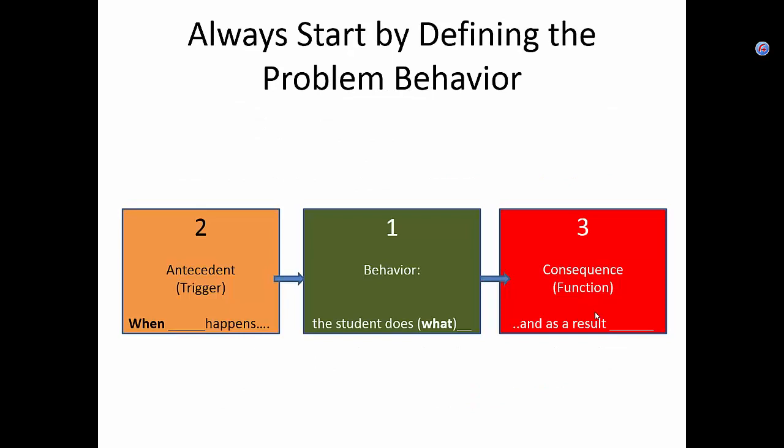So we've laid out the ABCs here in a little visual with these boxes, and we always start by defining the problem behavior. Remember, the behavior is what is the student doing, and in this case we're usually focused on the problem behavior that they're engaging in, but we want to be really clear about what that behavior looks like, because too often if we're not clear about what that behavior is, it becomes really hard to make sure that we're focusing our intervention appropriately. So we'll begin by looking at and defining the problem behavior.